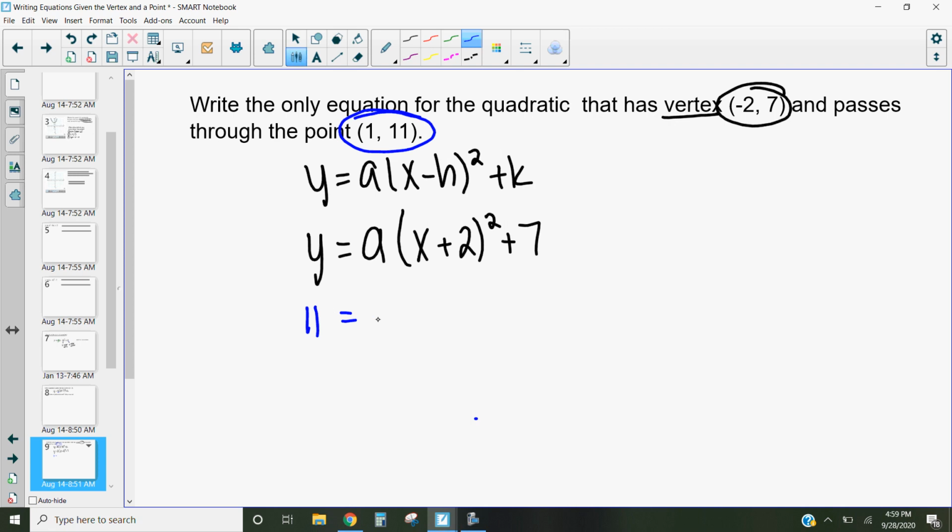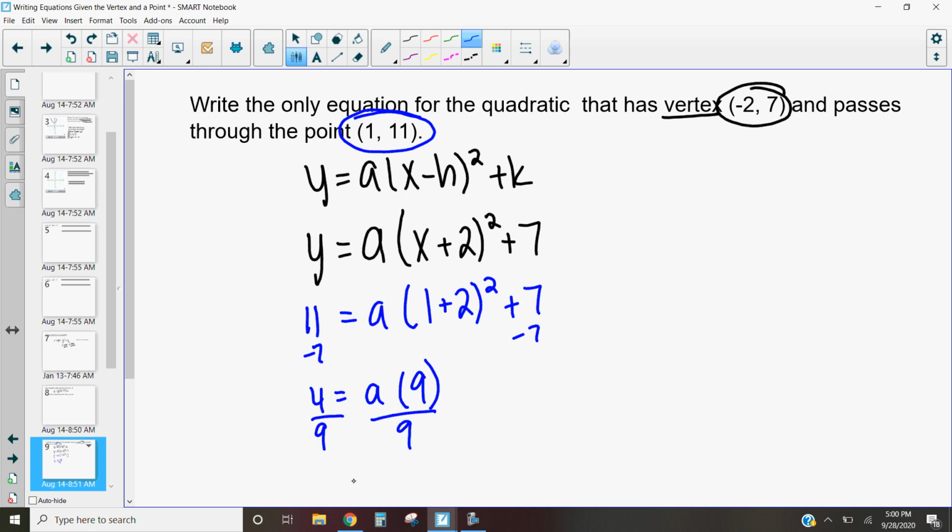So 11 is our y, equals a times (1 plus 2) squared plus 7. Sorry, 1 plus 2. So then let's solve for a. Subtract 7 from both sides, 4 equals a. 1 plus 2 is 3, squared is 9, so I've got times 9. And then I want to get rid of that 9, so I divide by 9, and a equals 4 ninths.